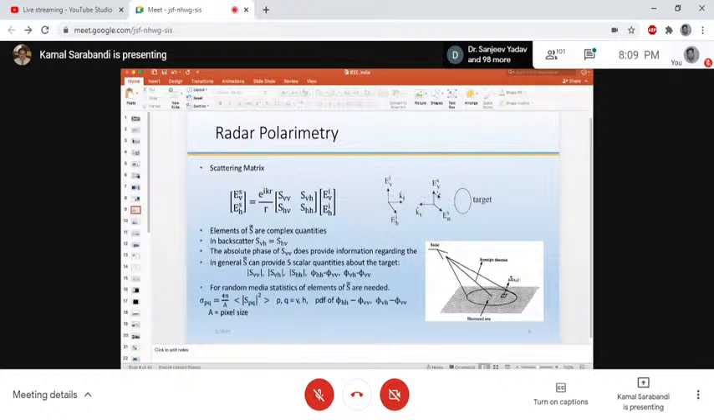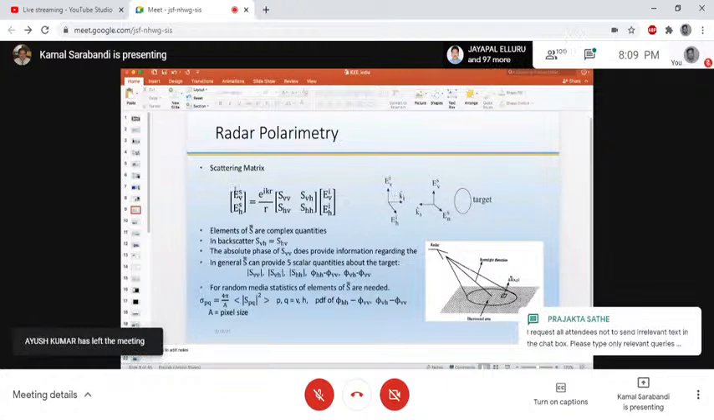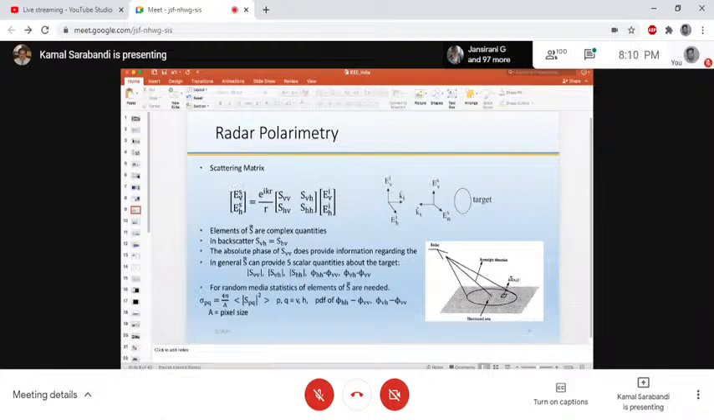And I have magnitude and phase of these two components for EV, and magnitude and phase of those when I transmit H. Maxwell's equations are linear, therefore the relationship between the incident wave and the scattered wave is linear. If I have two vectors that I'm trying to relate, the coefficient is a matrix, and this matrix is purely attributed to the shape, geometry, and configuration of the target that you're looking at.